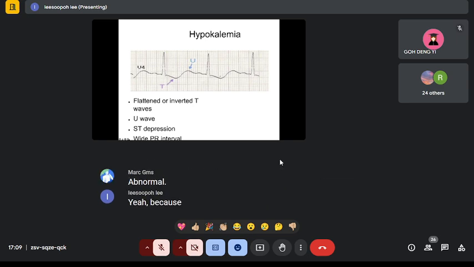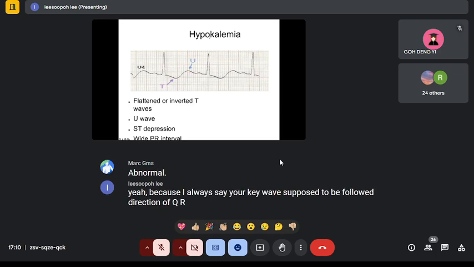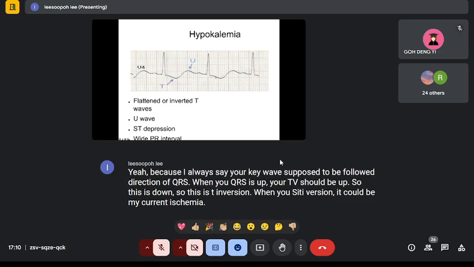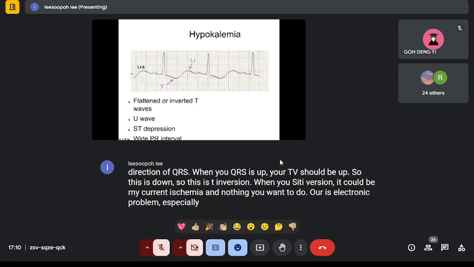Abnormal. Yeah, because I always say your T wave is supposed to follow the direction of the QRS. When your QRS is up, your T wave should be up. So this is down, so this is T inversion. When you see T inversion, it could be myocardial ischemia. Another thing you want to rule out is an electrolyte problem, especially potassium.